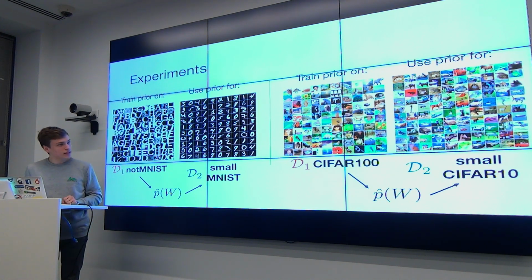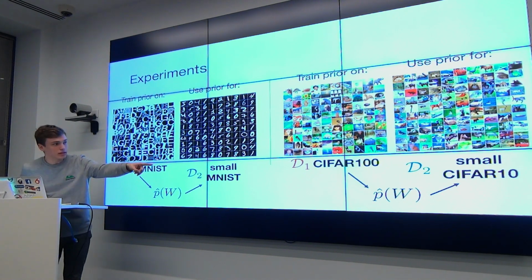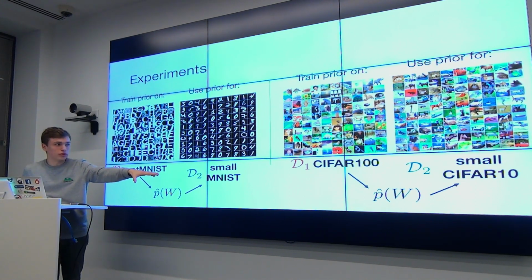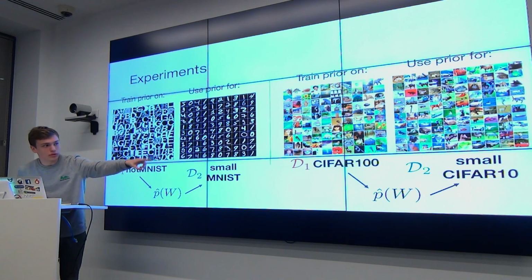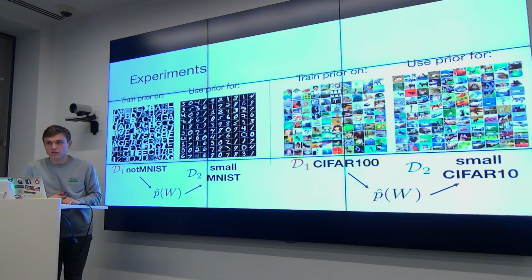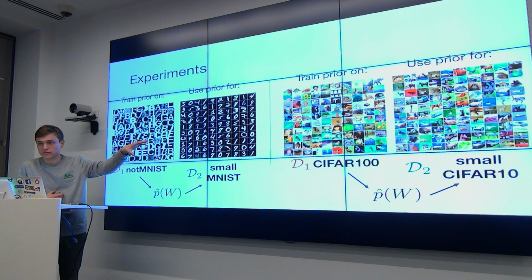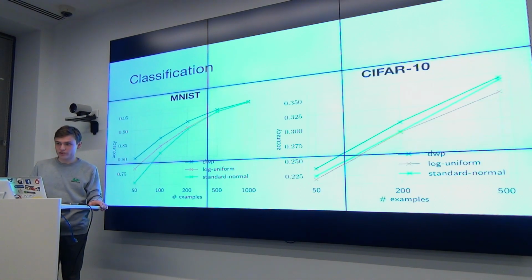For the second setup, we do the same, but we train our prior distribution on networks trained on the CIFAR-100 dataset, and use this prior distribution for Bayesian inference on a small subset of the CIFAR-10 dataset. What's the fraction of this small subset? We will see it here on the plots.